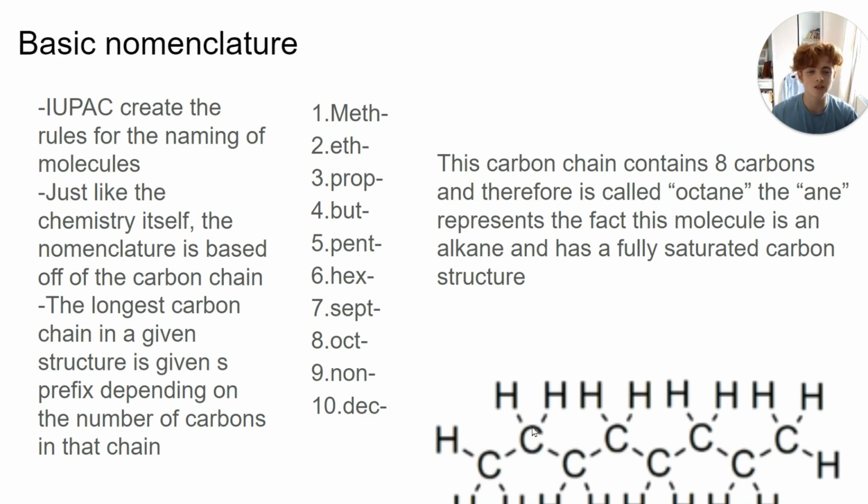But right now, this carbon chain has 8 carbons in it, and it is the longest carbon chain in this molecule. The prefix for 8 carbons being the longest chain is oct. So this molecule that you see here is called octane, because the ane is what tells you that it is an alkane, a fully saturated hydrocarbon. That is where all of the bonds to carbon are either single bonds to another carbon or to hydrogens, basically. That's the basic, simple nomenclature.